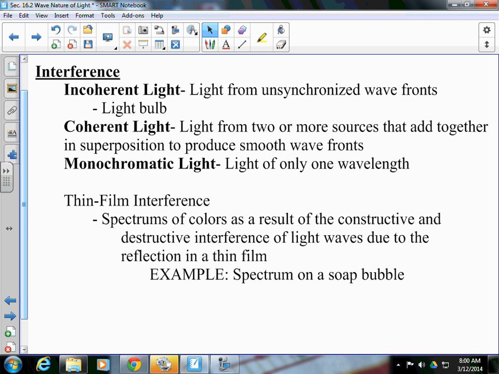It's an example of how light can be slightly interfered with through a thin film, such as an oil slick on the ocean or in a lake, or just a bubble on the surface of the air or on a table or anything like that.